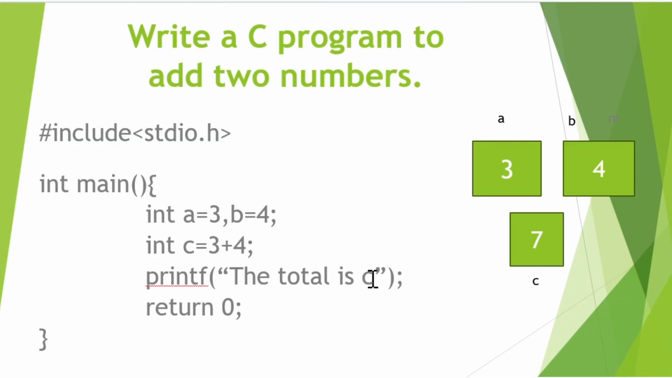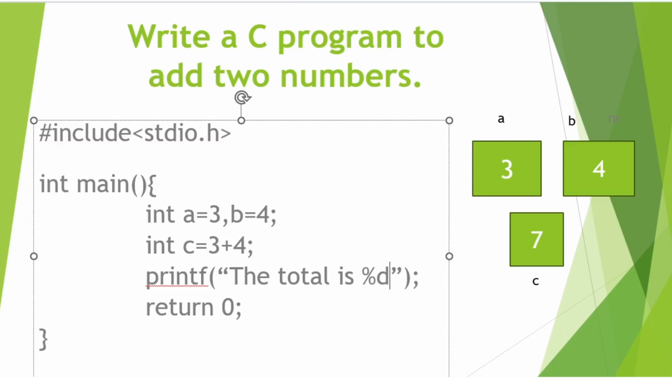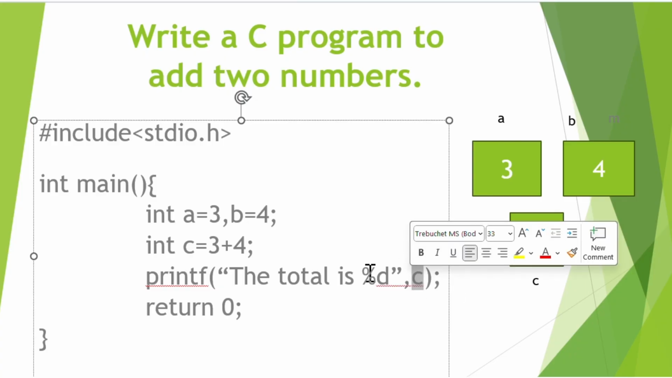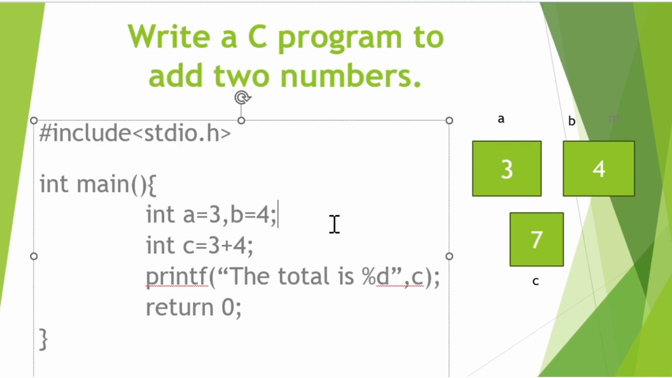The total is, we won't write c here, but we will write %d, and outside these double quotes we will give a comma and write c. This c's value will be evaluated and replaced in place of %d. Now imagine we want to use decimal values. Here we have only used 3, 4 and 3 plus 4. Imagine we want to use decimal values.